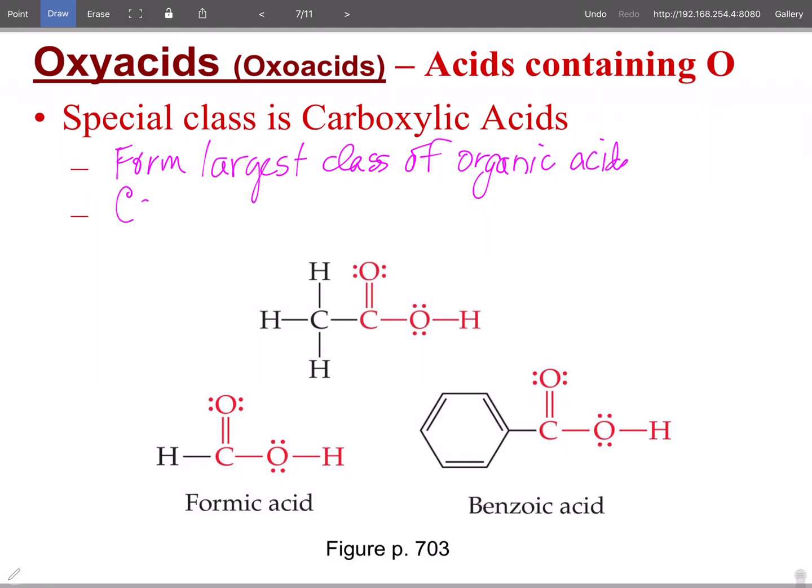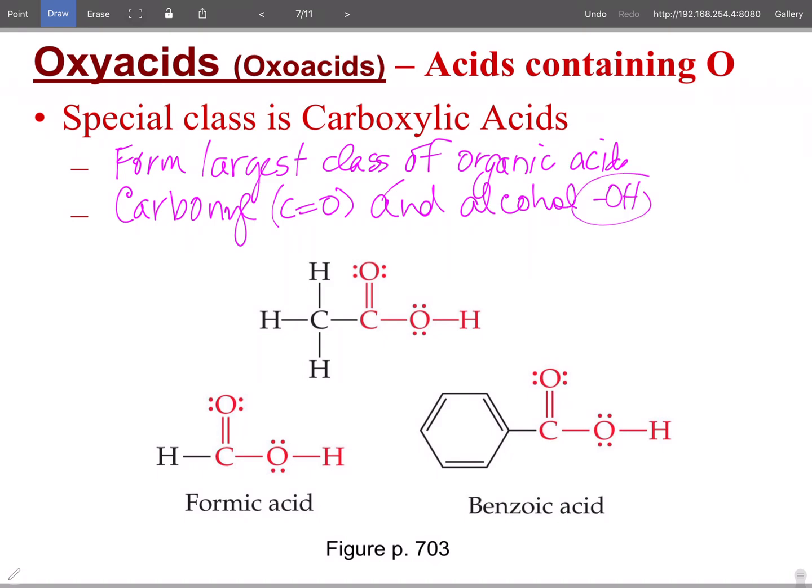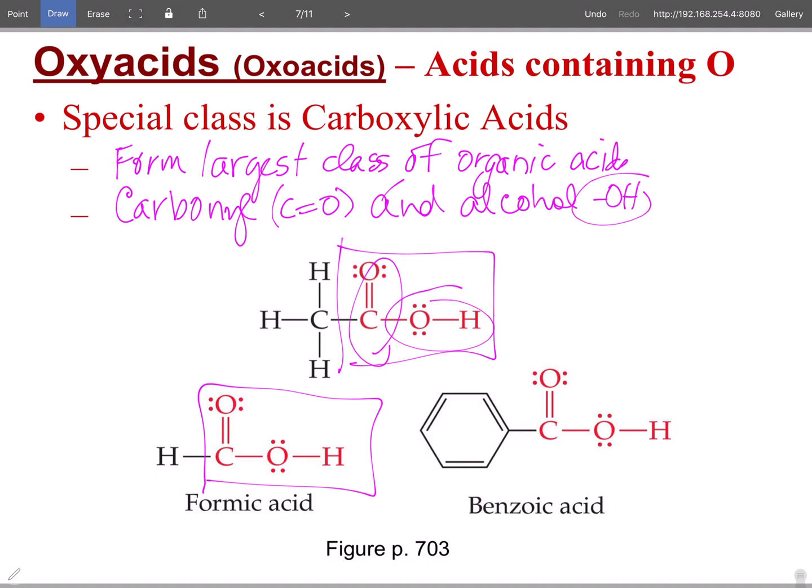They contain a carbonyl group, and a carbonyl group is the carbon double bond oxygen, and an alcohol, which is the OH group. So here's your alcohol, here's your carbonyl. Together, this forms the carboxylic acid. So if you'll notice, these all have carboxylic acids in them, okay?